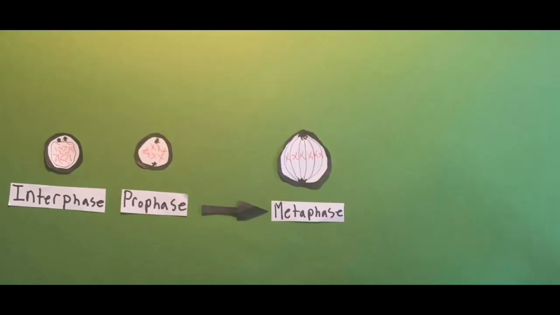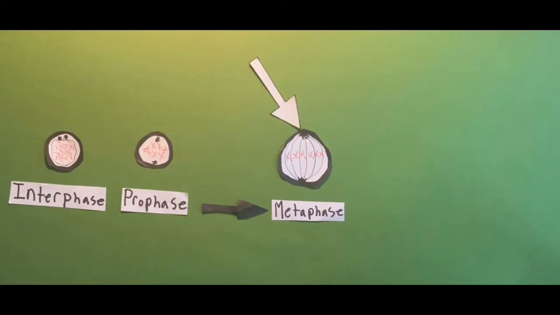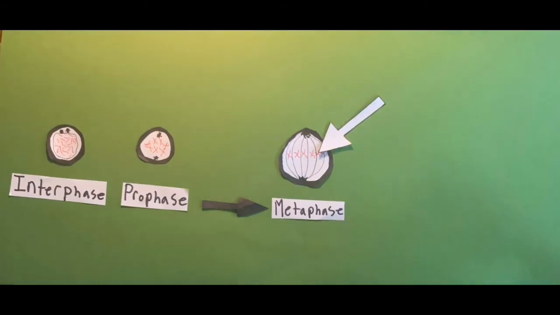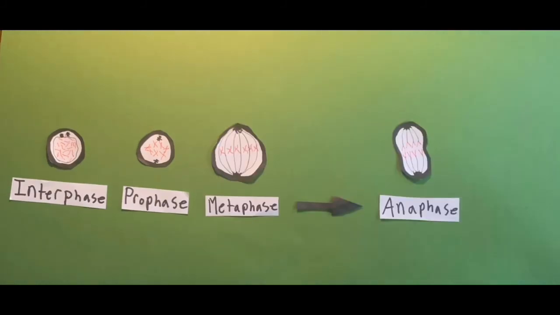Metaphase. During this stage, the chromosomes line up in the middle of the cell. The centrioles are now at opposite ends of the pole, which form spindles that attach to the chromosomes. Anaphase. This is the stage where the cell is preparing to split. Here, the chromatids are separated to opposite poles by the spindle fibers.